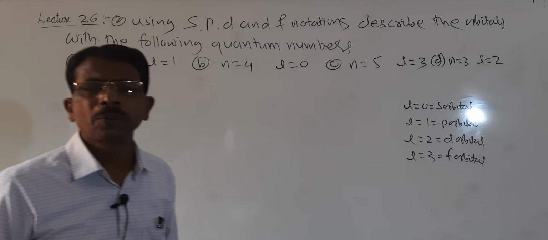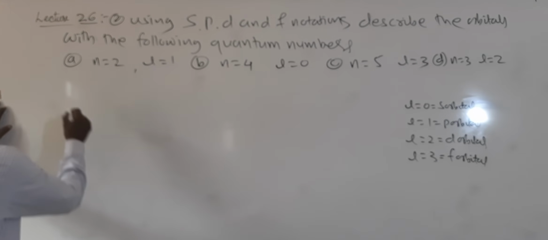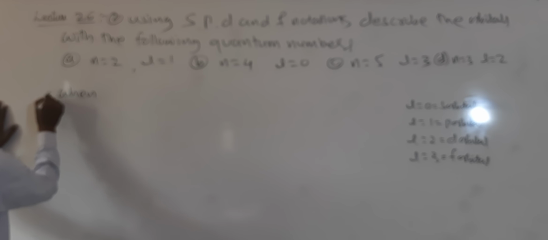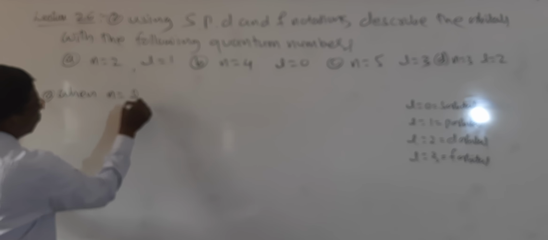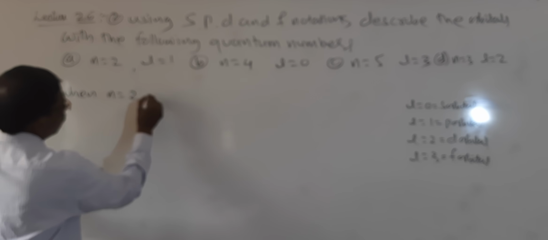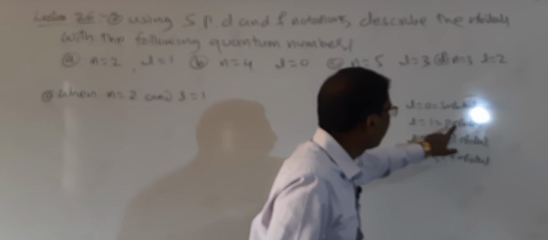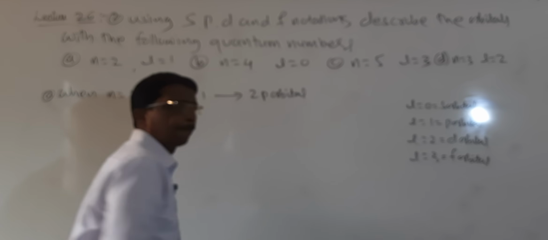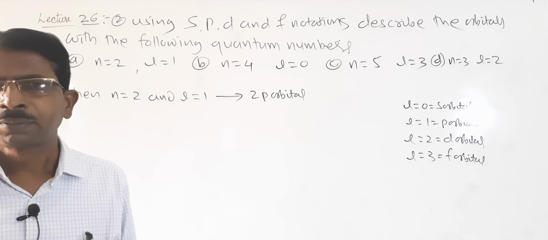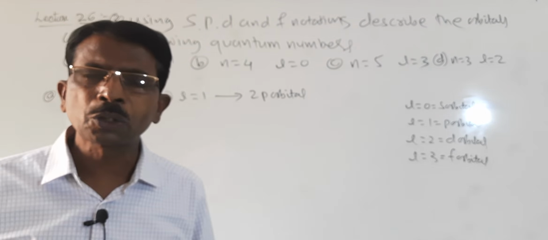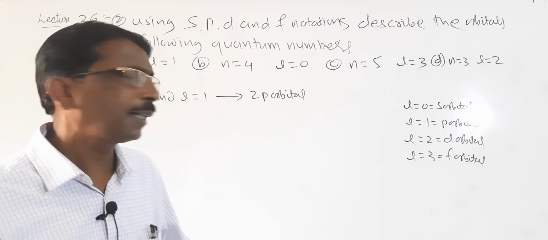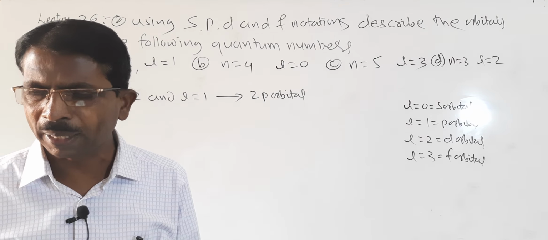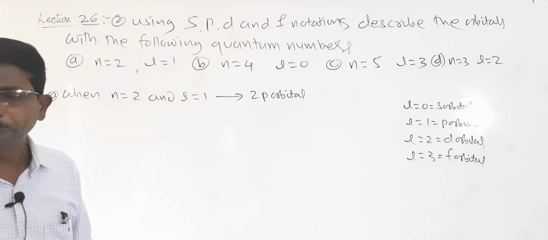So this we know. Then when n is equal to 2 and l is equal to 1, l is equal to 1 means p orbital. So it is the 2p orbital. Here you may also mention 2px, 2py, 2pz, but it is not necessary here. Write simply that it is a 2p orbital.